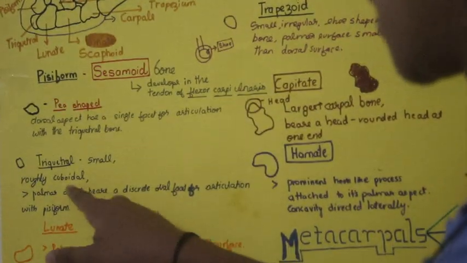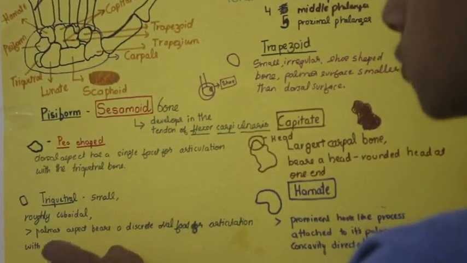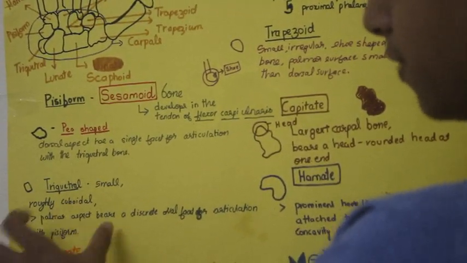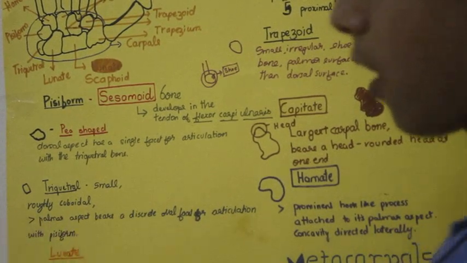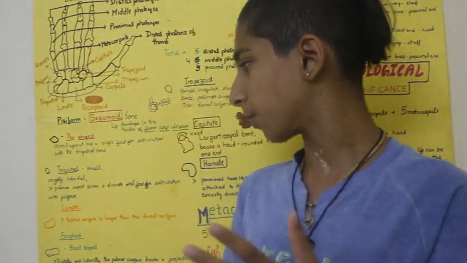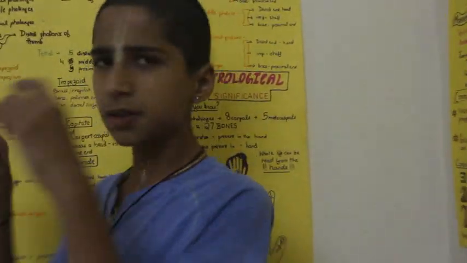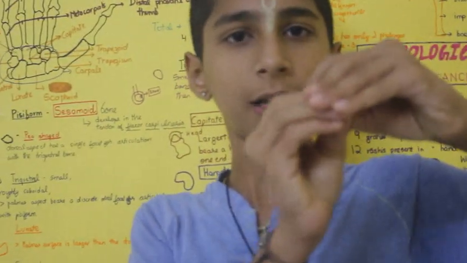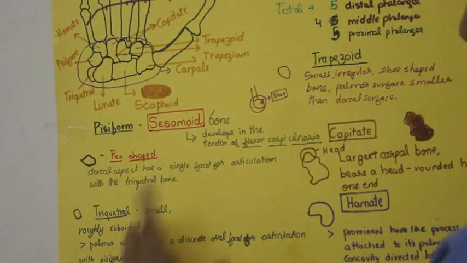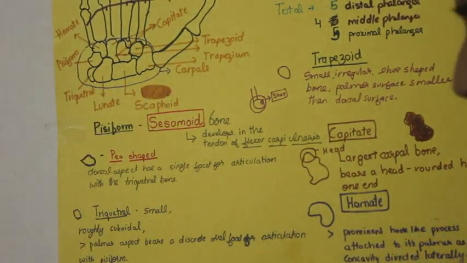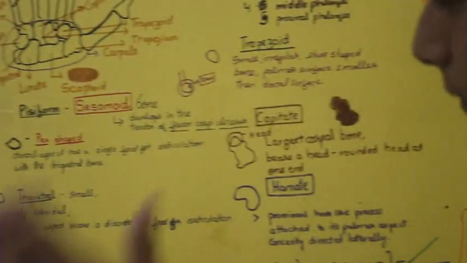And next we shall see the triquetral bone, which is going in the clockwise order. The triquetral bone is small. It's roughly cuboidal, and its palmar aspect bears a discrete oval facet for articulation with the pisiform. So it has an oval facet, whereas the pisiform has just a single facet. These two articulate with each other, and they are present in this position. Triquetral is a very small bone as seen from here. When we say palmar, we mean that we're seeing from the hand.